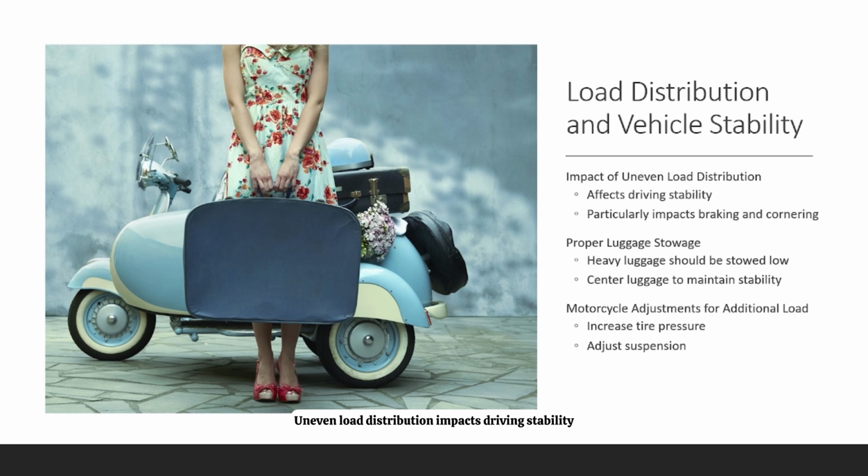Uneven load distribution impacts driving stability, especially during braking and cornering. Heavy luggage should be stored low and centered. Adjust tire pressure and suspension when carrying extra load. Again, in simple words, if the load is uneven, it can make the car harder to control, especially when braking or turning. Place heavy items low and in the center of the car. Also adjust the tire pressure and the suspension to handle extra weight safely.